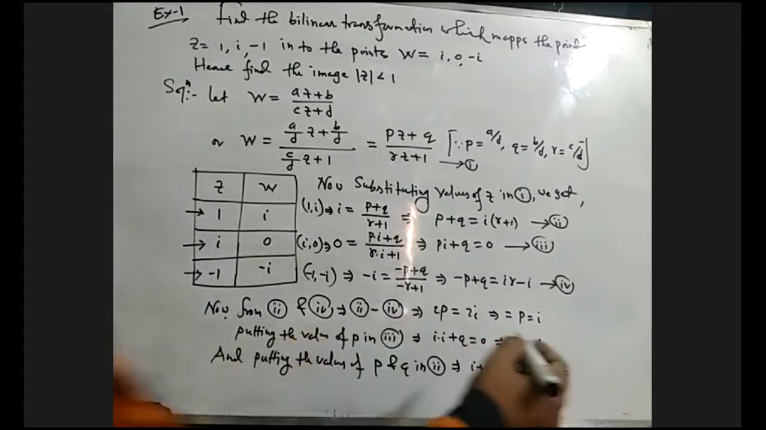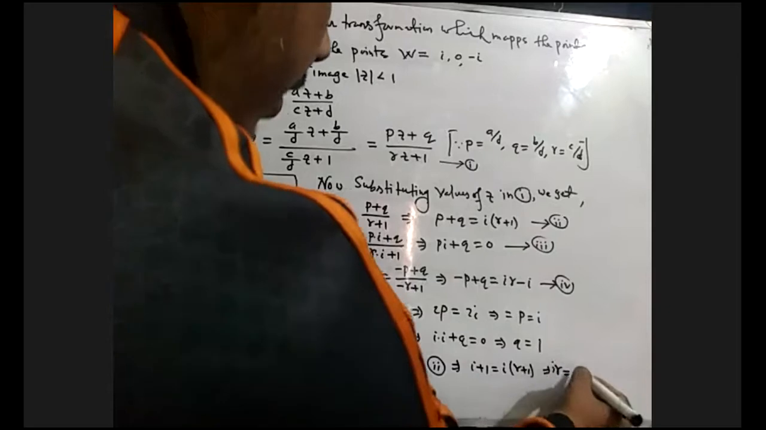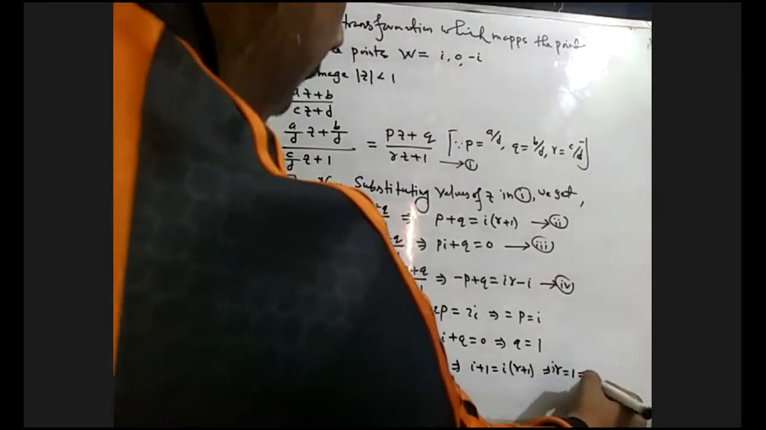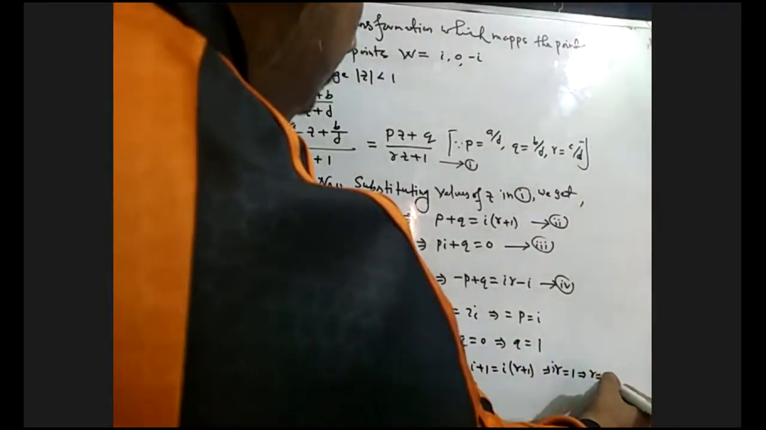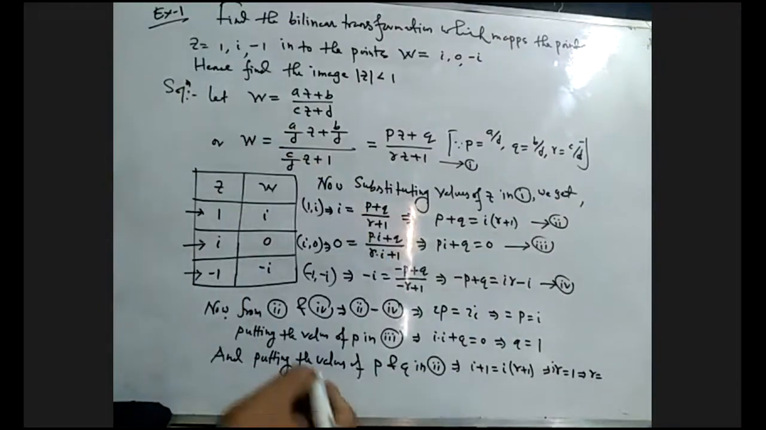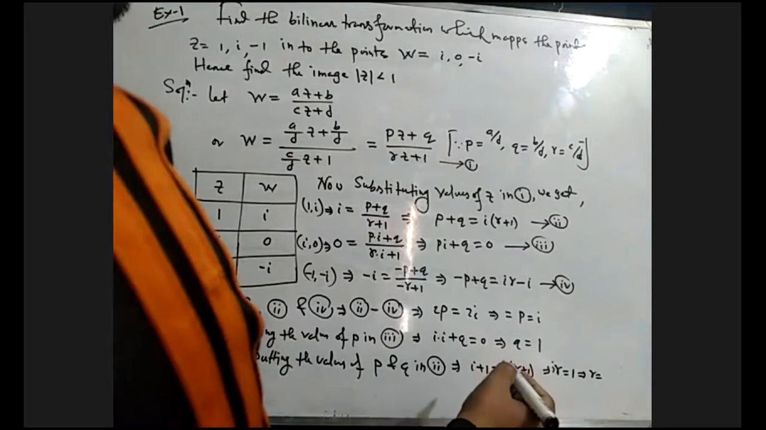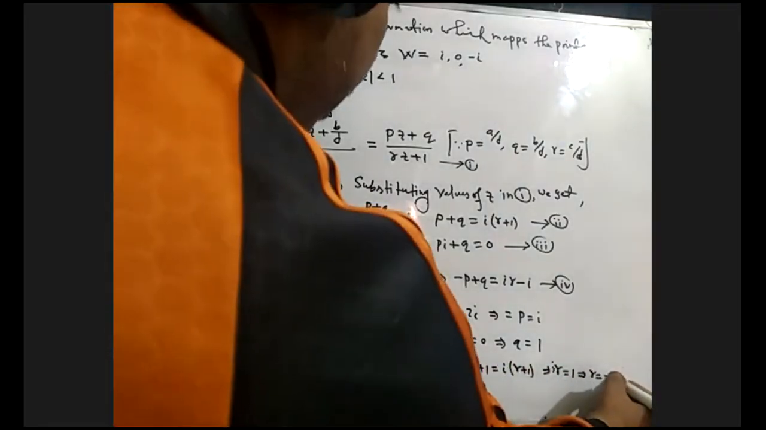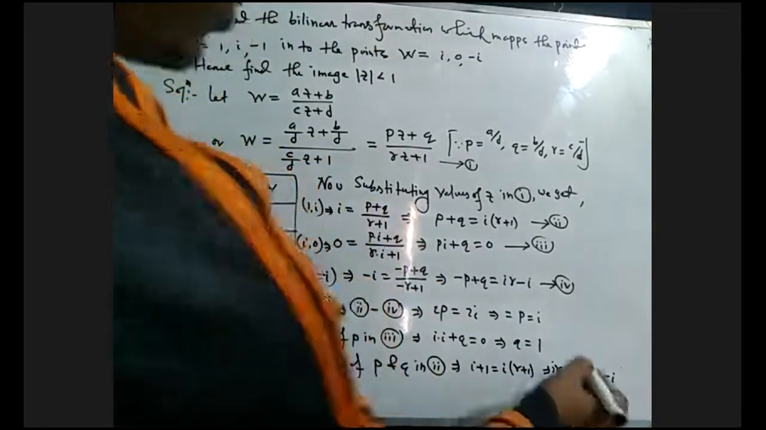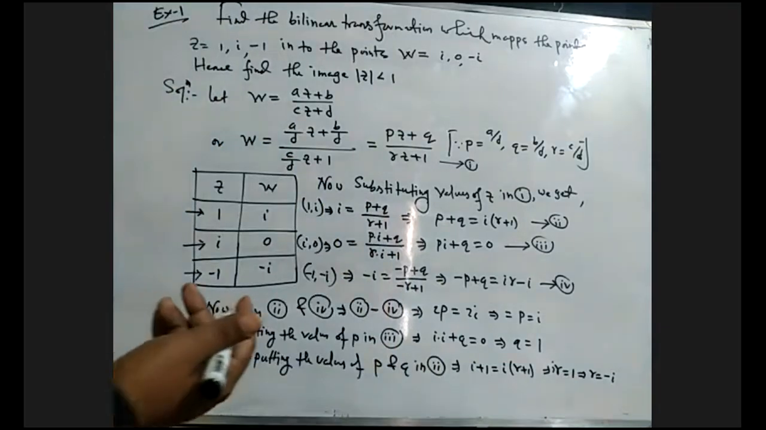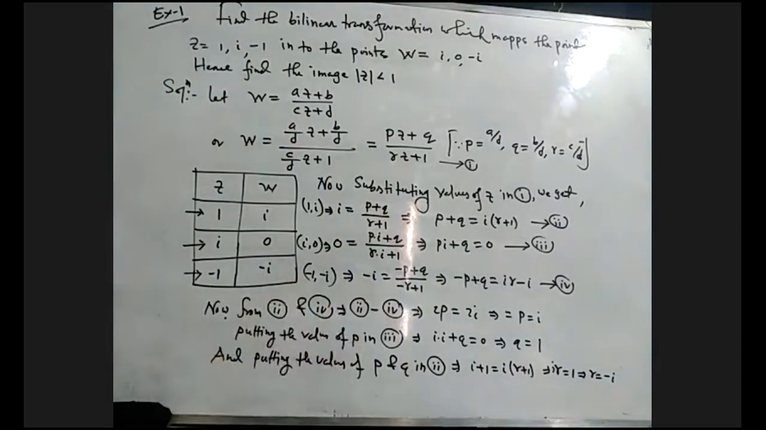iR equals 1. That means iR equals what? Multiplying by i on both sides, so i square equals minus 1. Then R equals what? Minus i.